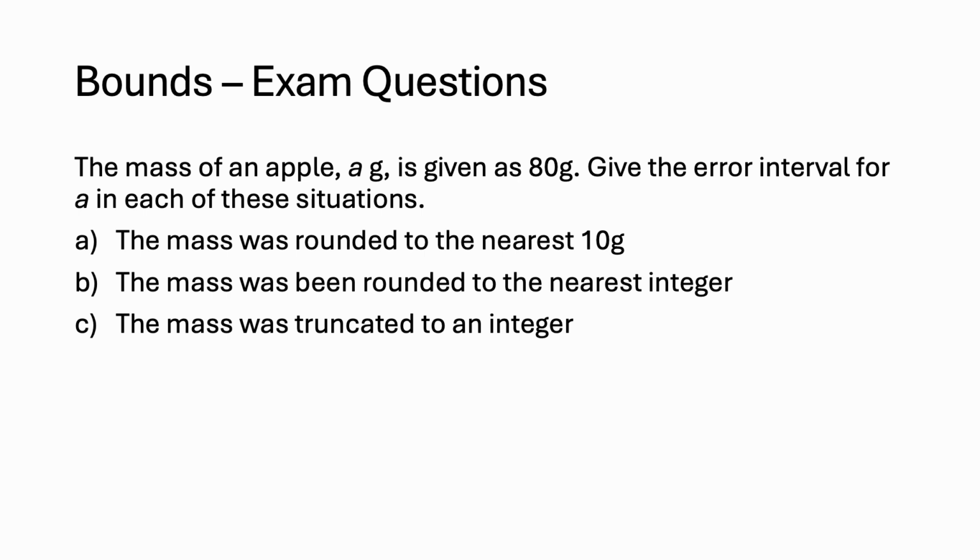Okay, so this is an exam question, well, an exam style question. The mass of an apple A in grams is given as 80 grams. Give the error interval for A in each of these situations. Part A, when the mass was rounded to the nearest 10 grams. Part B, the mass was rounded to the nearest integer. Part C, the mass was truncated to an integer. That is meant to say was, not been.